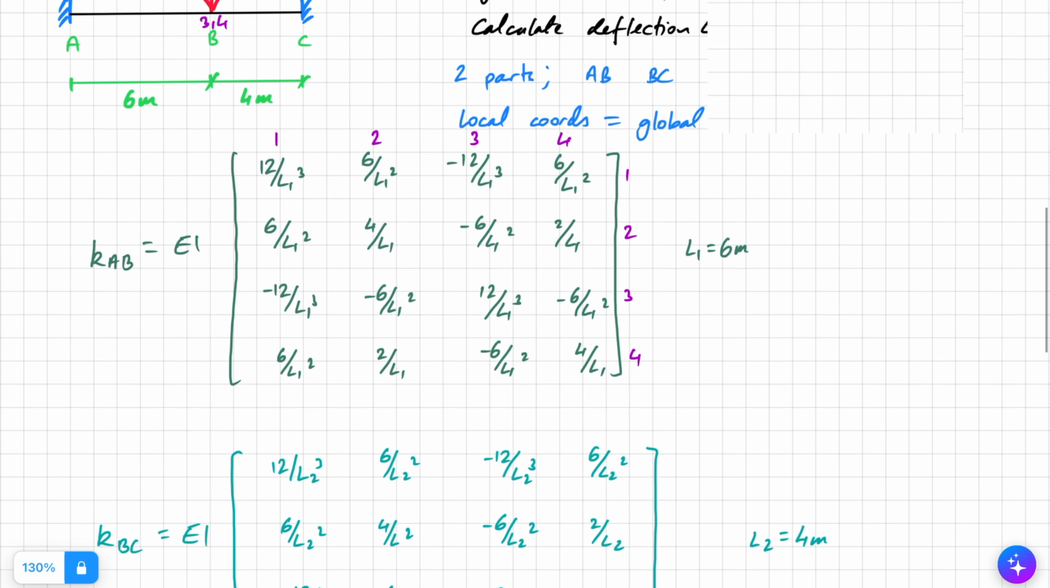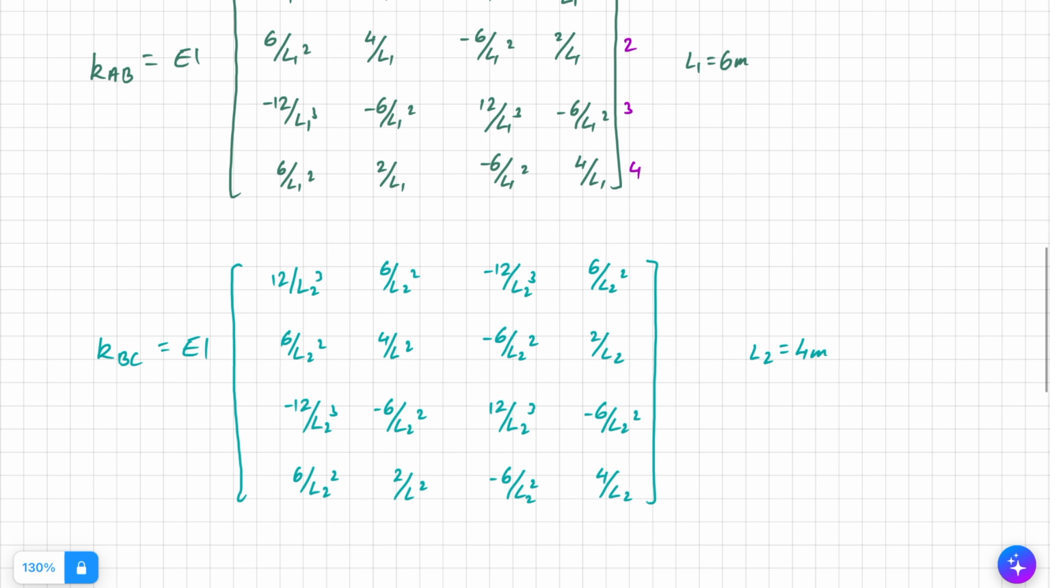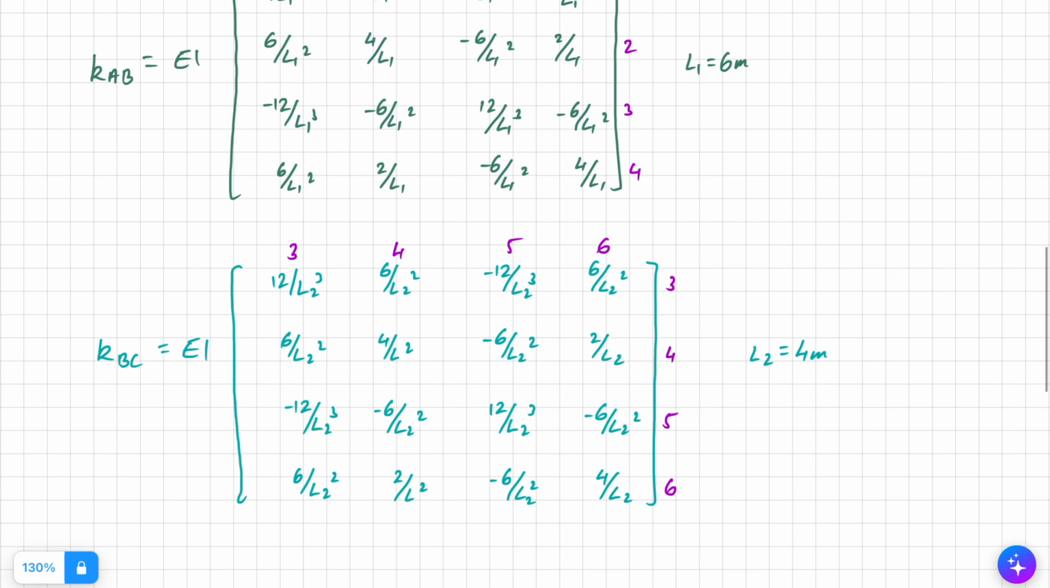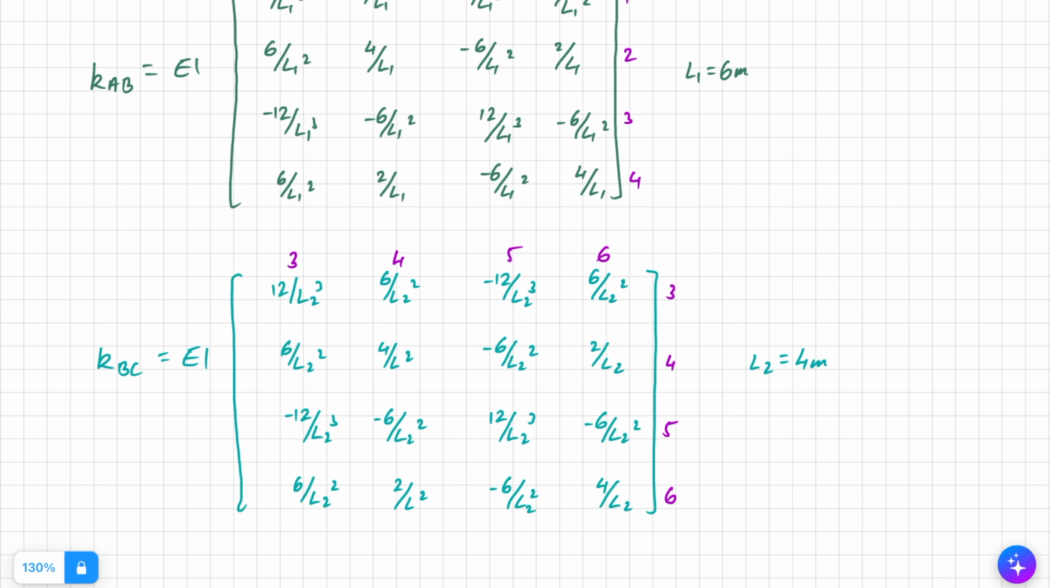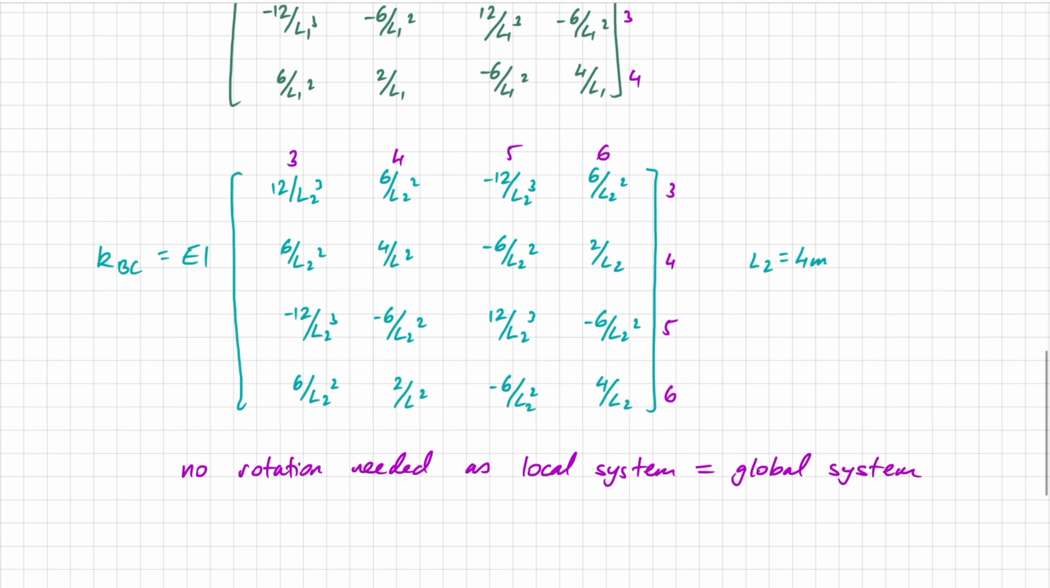Now in this case, if we have a look back at our beam, we can see that beam BC has the corresponding degrees of freedom of 3, 4, 5, 6. So adding them in, 3, 4, 5, and 6 for the columns, and also 3, 4, 5, 6 for the rows. And that's it. I have my two stiffness matrices for each of the beams that need to make up this full stiffness matrix in the local coordinates, which are also the global coordinates, so no rotation needed. Now, as we already mentioned, no rotation needed because the local system is the global system. And I just want to show quickly how these all match up.